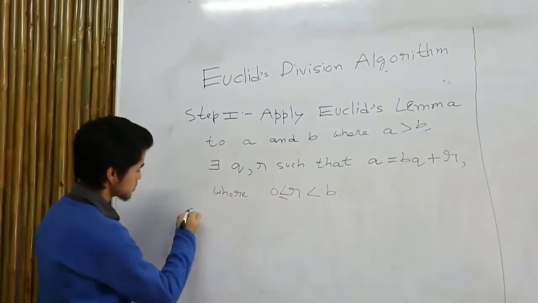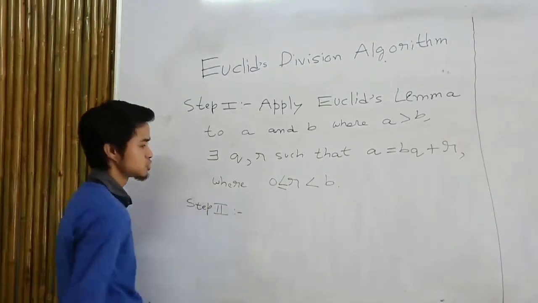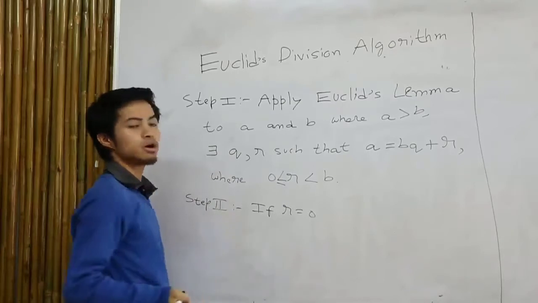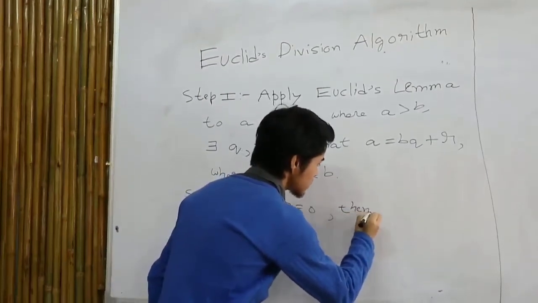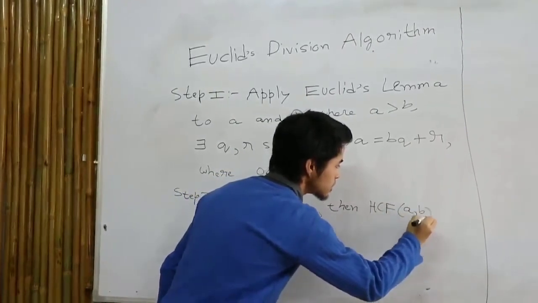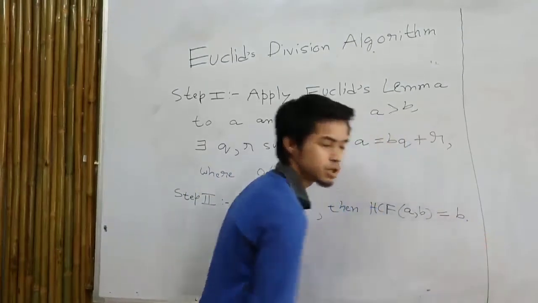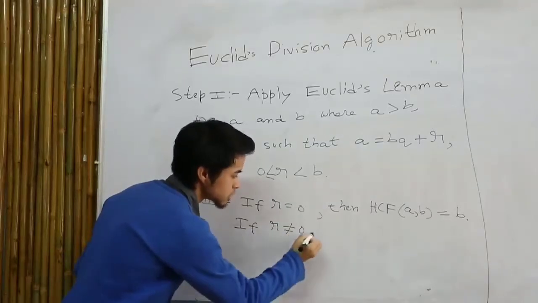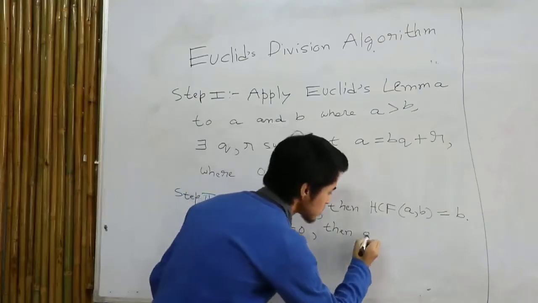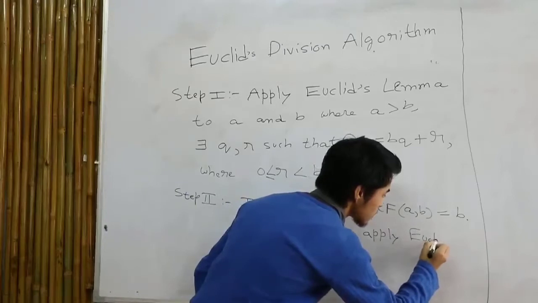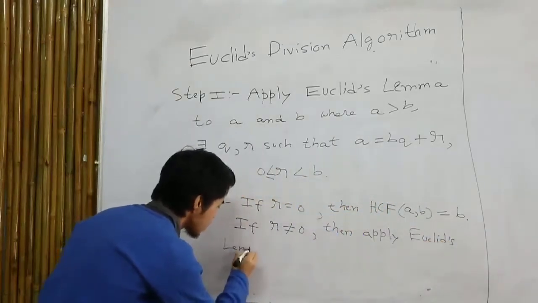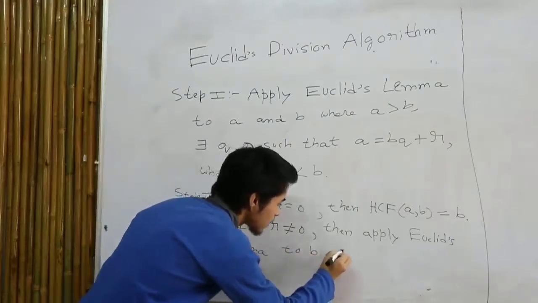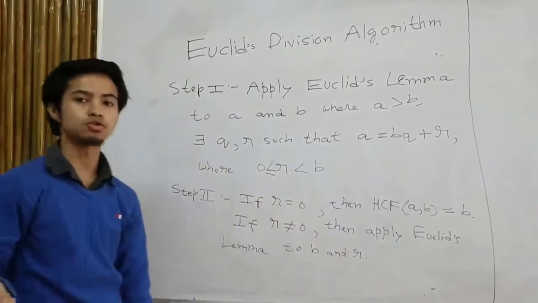So step 2 is to check whether the remainder is 0 or not. If the remainder is 0, that means we've already got our required HCF. Then HCF of a and b, this is how we denote it, HCF of a and b is b. But if the remainder is not 0, if r is not equal to 0, then apply Euclid's lemma again, but not to a and b again, but now we apply Euclid's lemma to b and r.